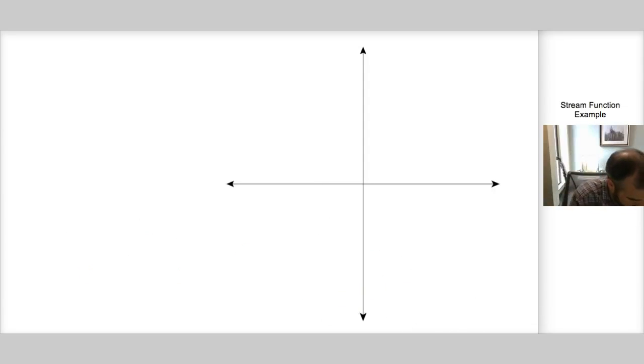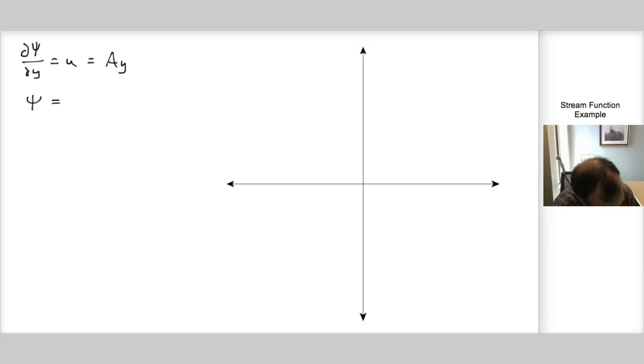And then part C, we're asked to sketch. So the easiest thing to do here is to solve for the functional form of psi. Okay, so the first thing we can do is plug in our definition. So d psi over dy is equal to u is equal to a y. Okay, and we can integrate that. It's a pretty straightforward integral. And so you get psi is equal to a over 2 y squared plus some function of x. Okay, so where our function of x is our constant.